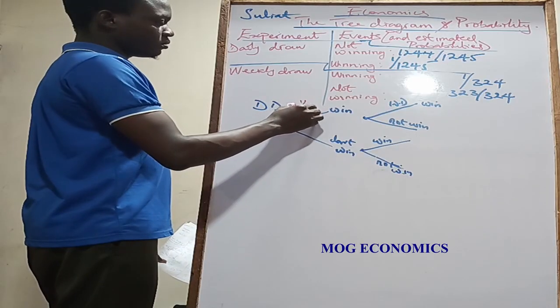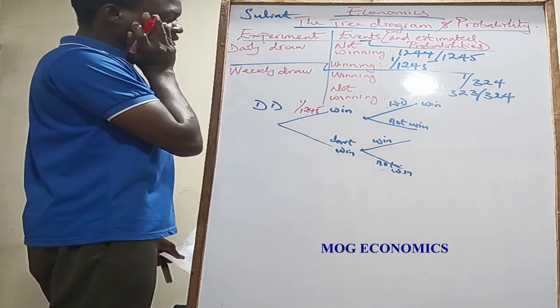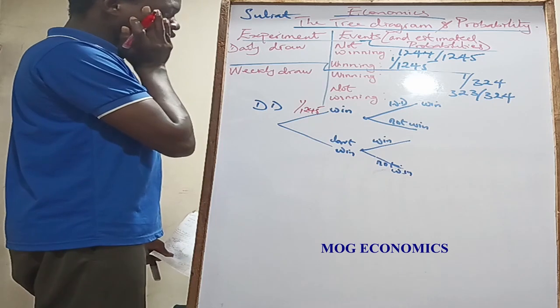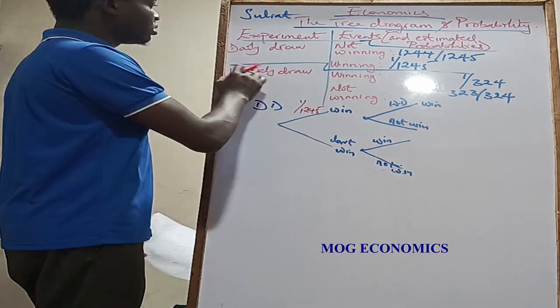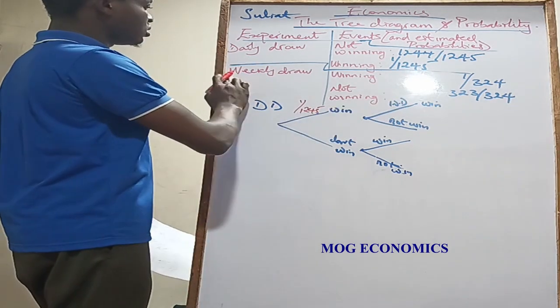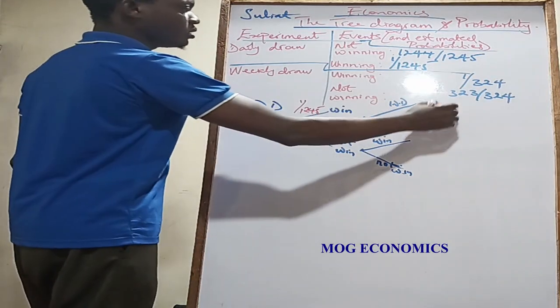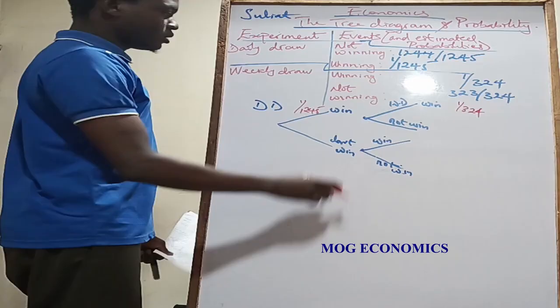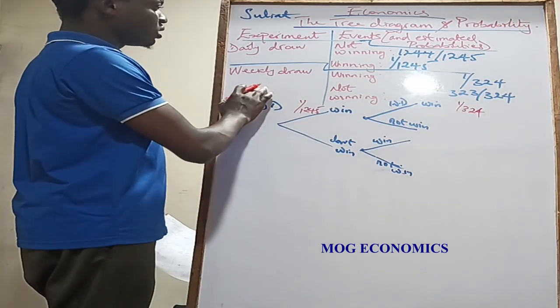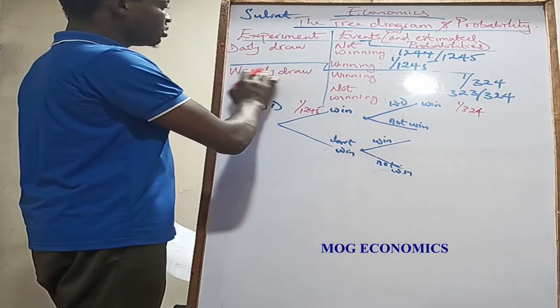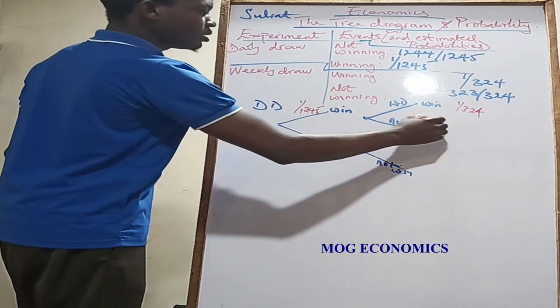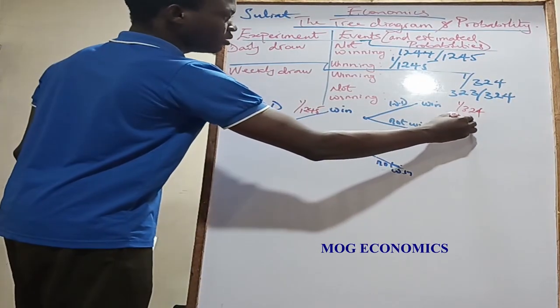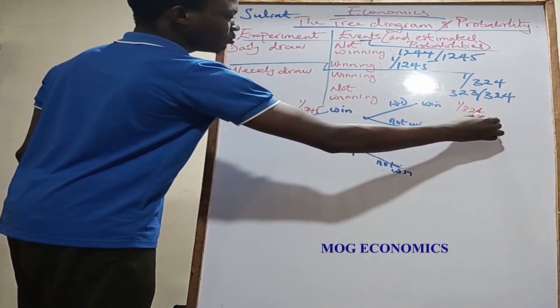1/1245. Then what's the probability of winning a weekly draw? Since we win the weekly draw, this weekly draw winning is 1/324. So we have 1/324. All right. So what then is the probability of not even winning the weekly draw? Since we have the weekly draw here, not winning the weekly draw is 323 divided by 324.